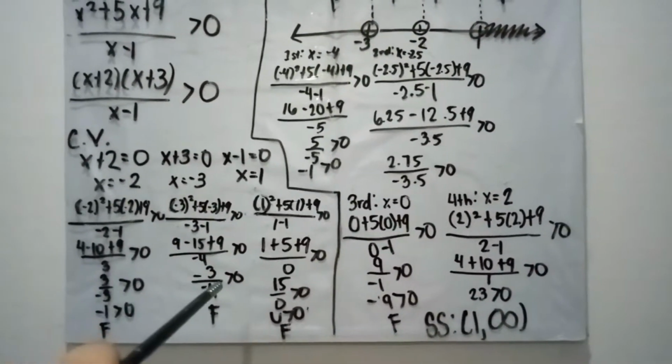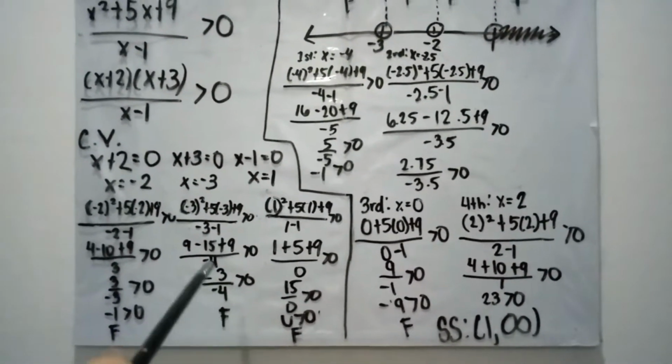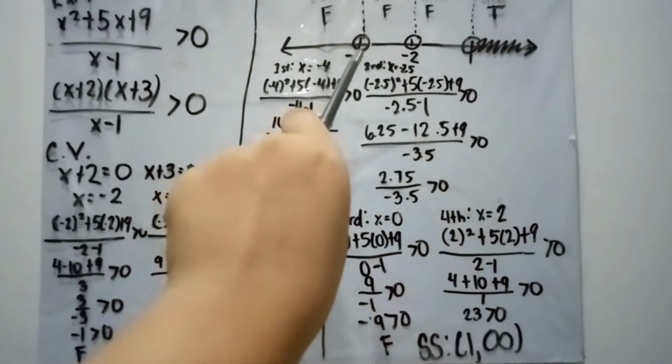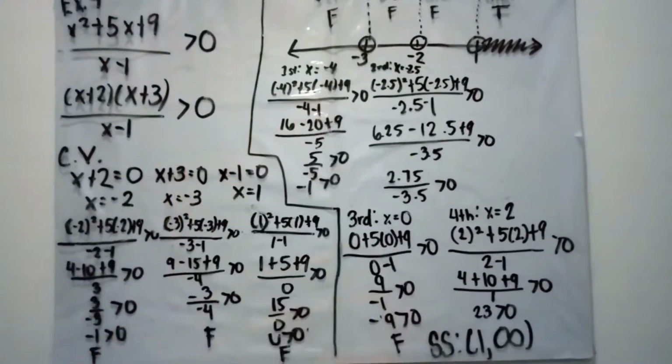So, -3 divided by -4 is greater than 0, false. So, ayan, naka-open lang din yung circle niyan.